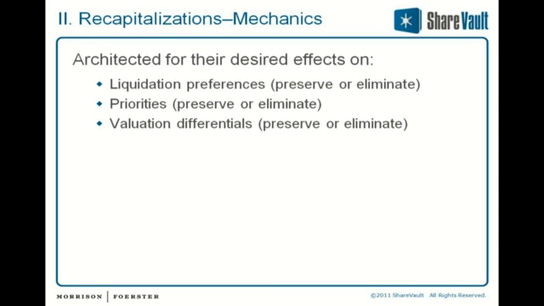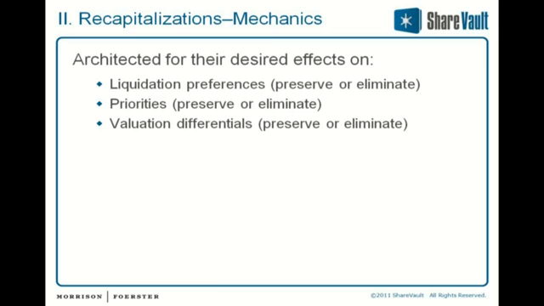Priorities is simply whether it's last in, first out, so C gets money back, then B, then A, then common stock, or whether A, B, and C are pari passu and get their money back ratably on an even par with each other before common. And the valuation differentials we saw when the A, B, and C investors in our prior example invested at $1, $2, and $3 a share: are we going to continue to respect the fact that Series A came in when the company was worth a lot less, or are we going to reset valuations and treat everyone as if they came in at the same time?